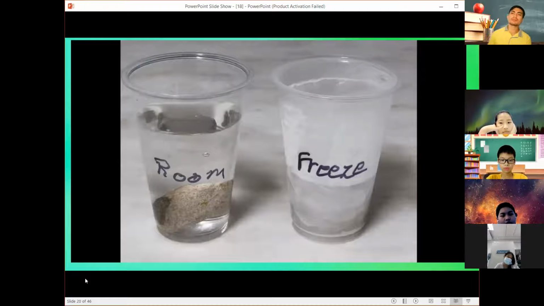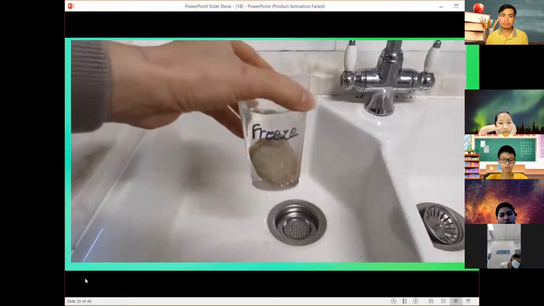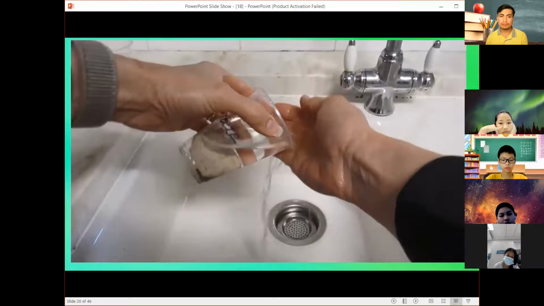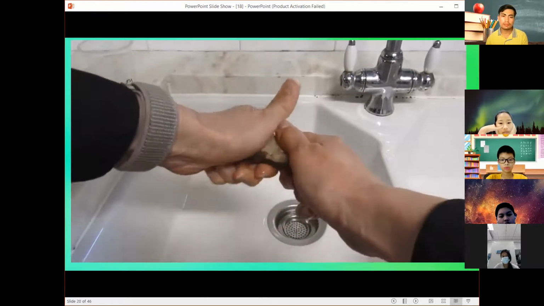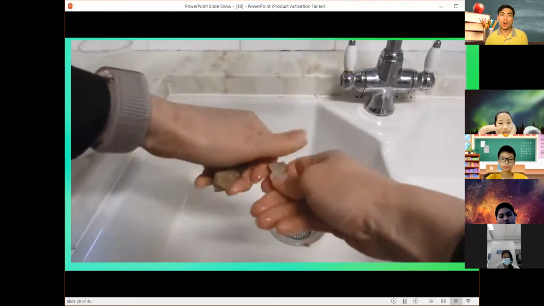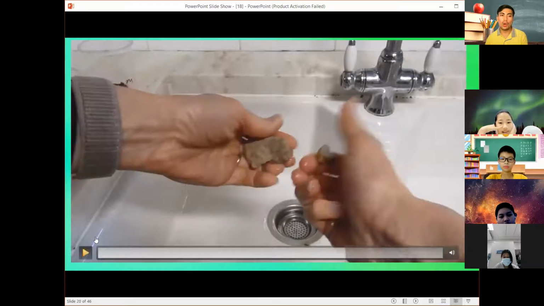Allow the water to thaw so that you can take a closer look at the rocks. Do they look any different? Empty the water and take a closer look. The expanding ice inside the spaces in the sandstone weakens the rock.